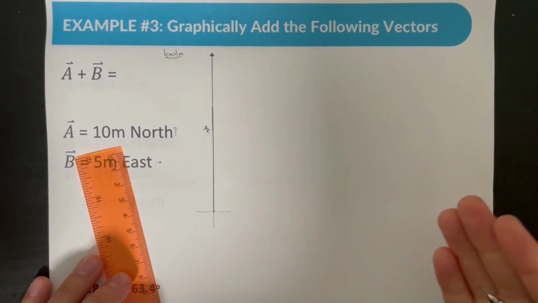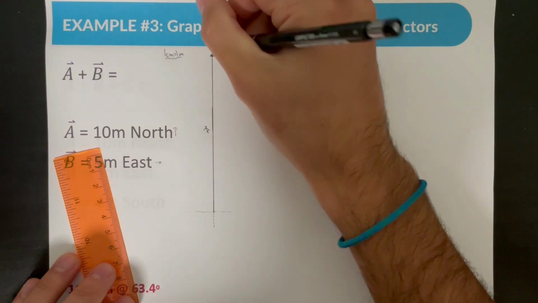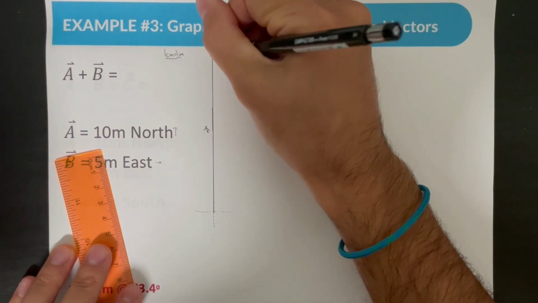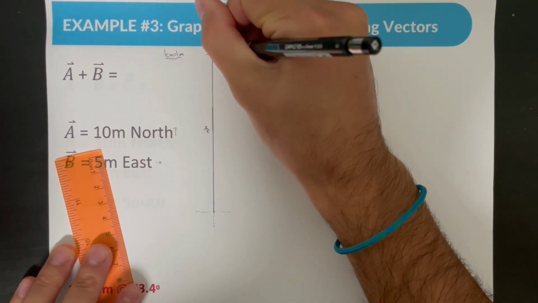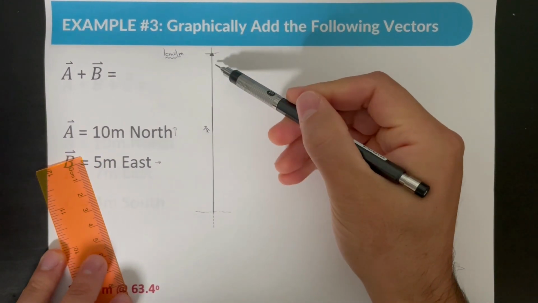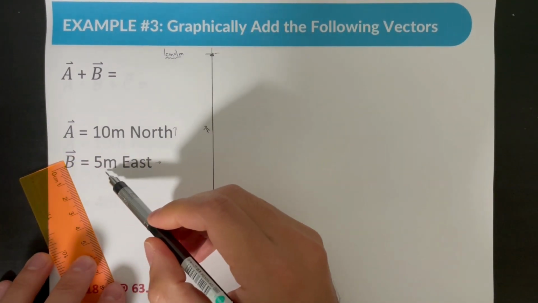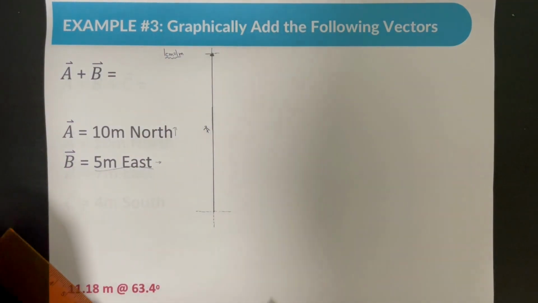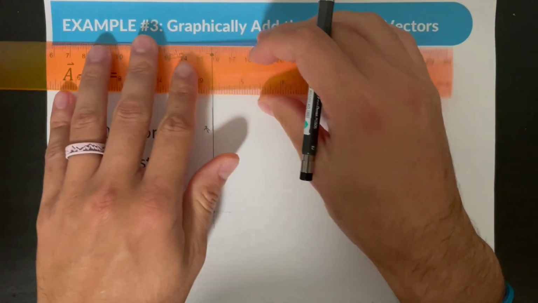And then what I like to do, I feel it makes things easier, is make a cross section right where I ended. This helps me with my next vector. So this is my cross section right where I ended. And now I'm going to draw B, 5 meters east. Okay, I guess I could just do this.